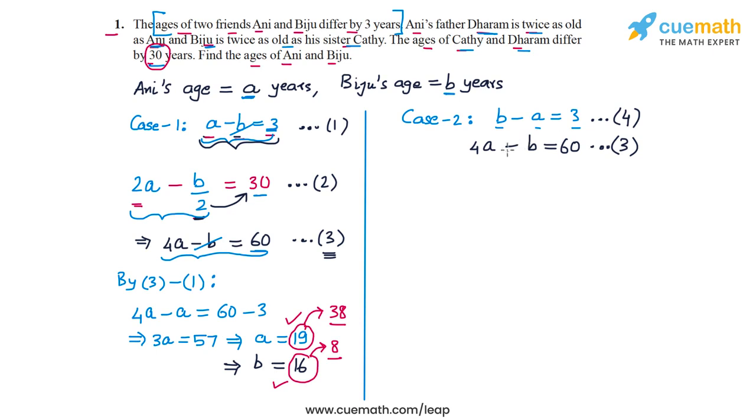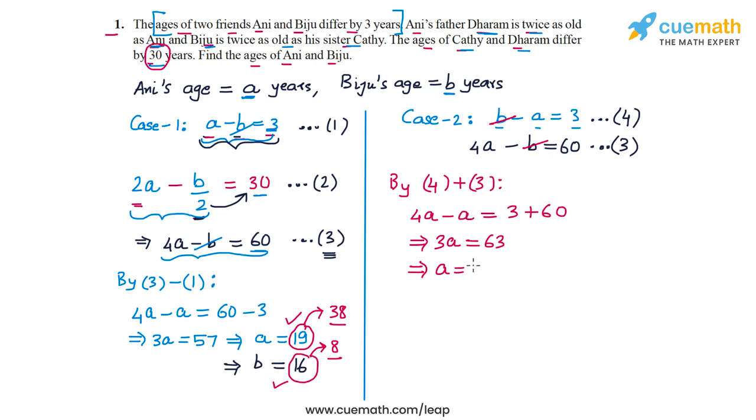Now if I add the two equations, the variable B will get eliminated. So let me do 4 plus 3, and when I do that, the variable B will get eliminated. On the left side I will have 4A minus A. On the right side I will have 3 plus 60. So this means that 3A is equal to 63, or A is equal to 21. And because A is equal to 21 and B minus A is equal to 3, this means that B is equal to 24.